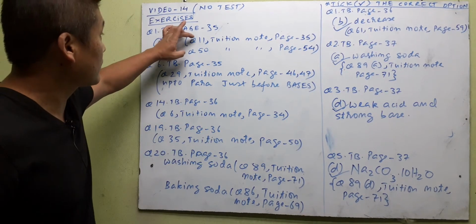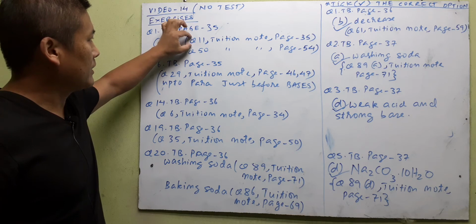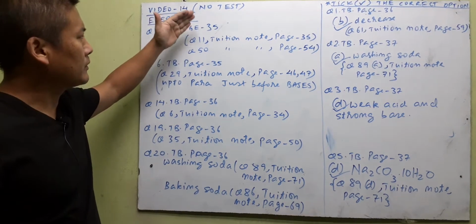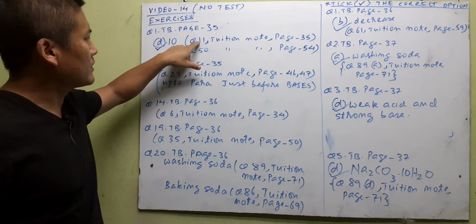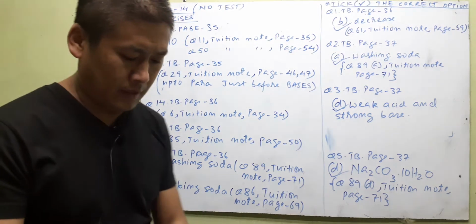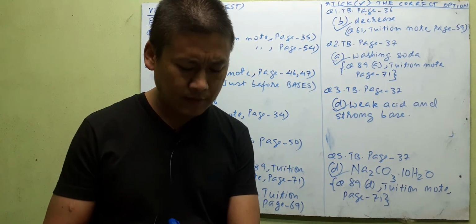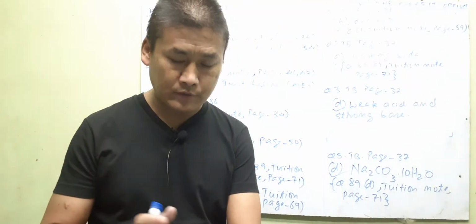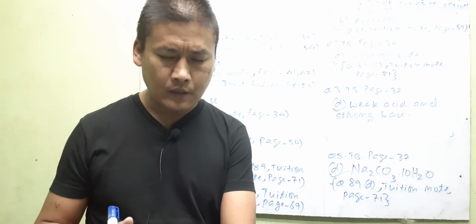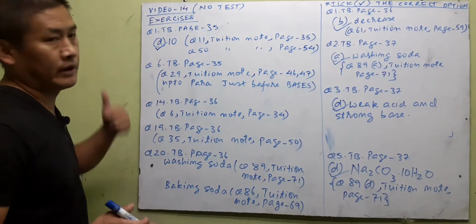So question number 11 explains to us that this solution is a base because it is turning red to blue. Now if it's a base, surely the pH should be above 7. Now the choices there: A is pH 1, B is 4, that is also acidic, 5 is also below 7. The only one above 7 is 10, so this should be the right choice, right?